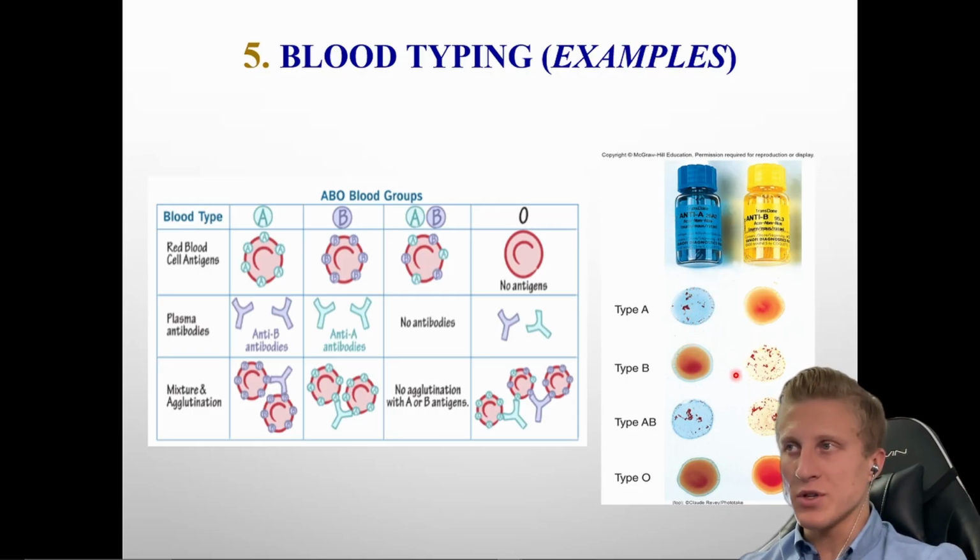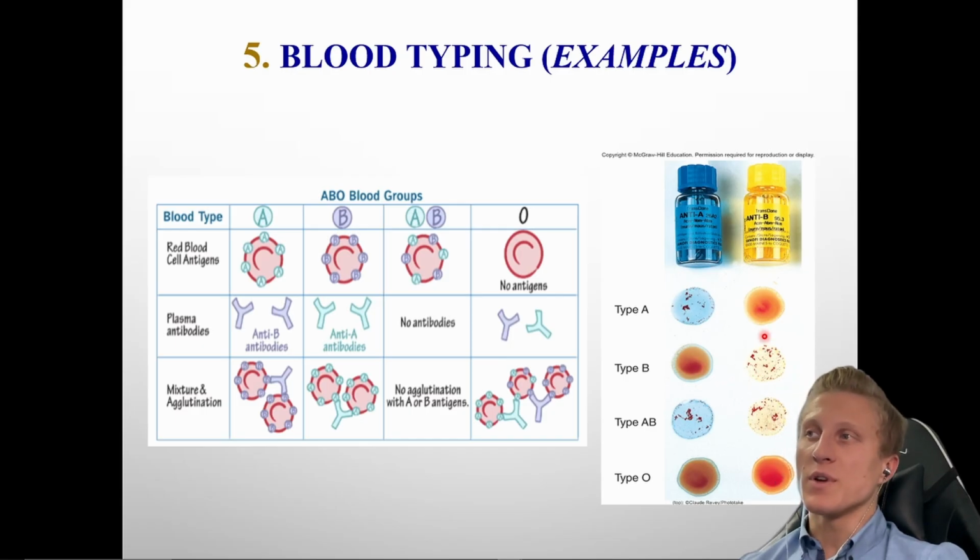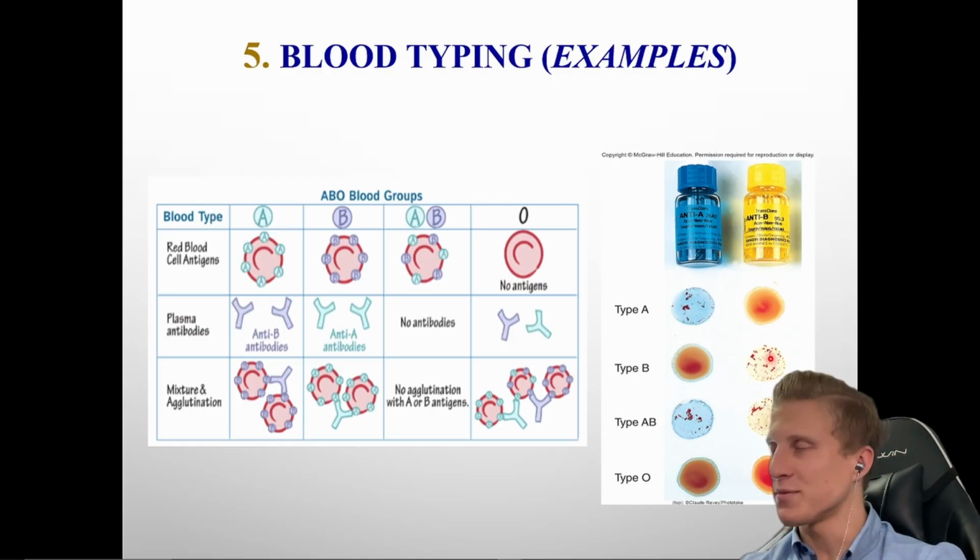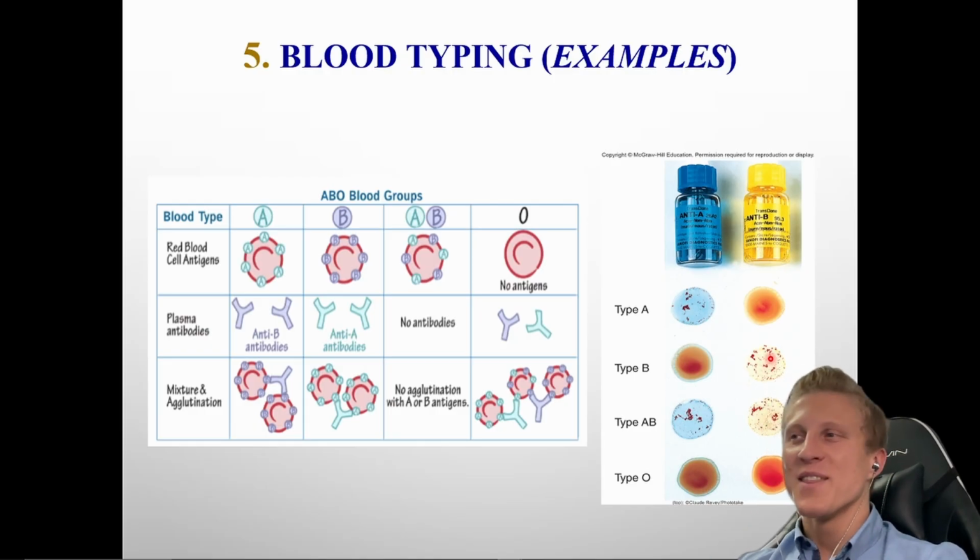So therefore, this individual would have type A blood. The opposite is going to be true here with type B. Notice we don't have a reaction with the anti-A antibodies, meaning this patient does not have A antigens on the surface of their red blood cells. However, we did have a reaction with the anti-B antibodies, meaning they do have B antigens on the surface of their red blood cells. So many terms to keep straight.